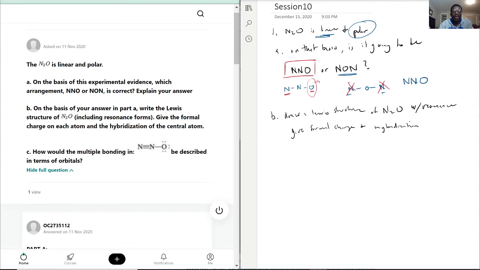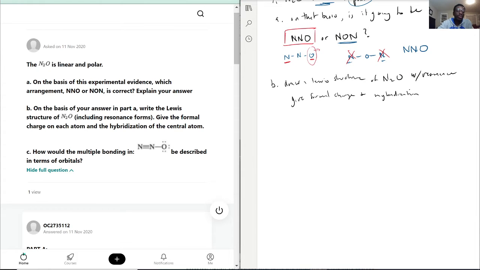Okay, so the central atom in theory, no matter what the charge is, should be sp hybridized because we should have just two bonds there. But instead of jumping that far ahead, we're just going to first draw a Lewis structure.